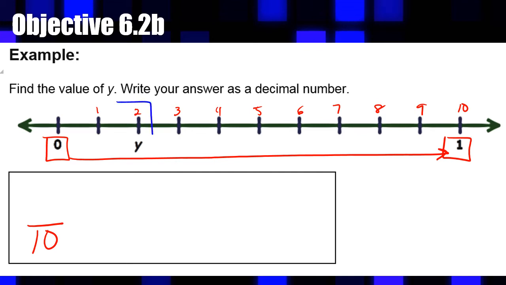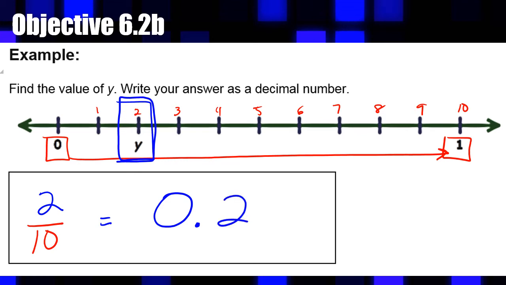So what I'm going to do is highlight y. And y is right here where I counted the number 2. So I can say that where y is, that's 2/10. And so just like our previous example where we had 3/10, I can put 2 in the tenths place in our decimal here. So I can say that y as a decimal is 0.2.